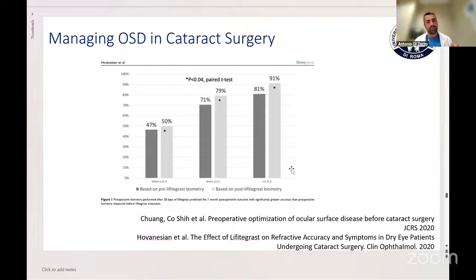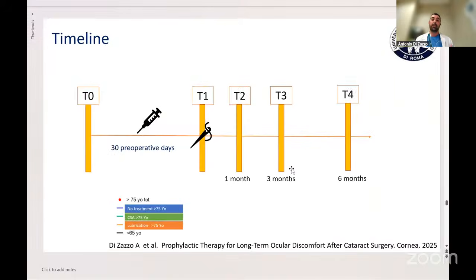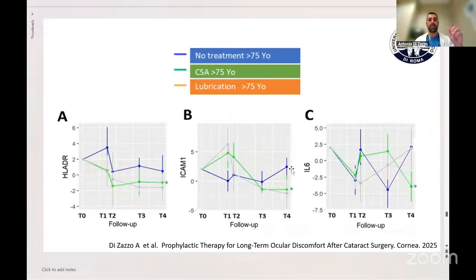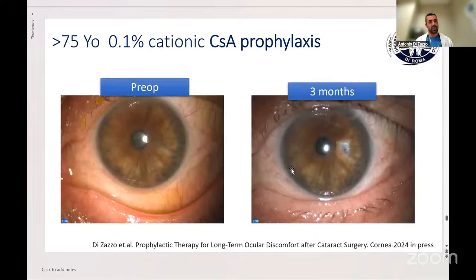That is critical to have any of our surgery done properly, as well as maybe doing cyclosporine preoperatively, not postoperatively. So 30-day preoperative treatment with cyclosporine can have an impact on long-term improvement of quality of life of our patients, symptoms, signs, but also inflammatory markers. So it's a critical impact 30 days before, and stop at the moment of surgery. You will have a good impact for 3 months postoperatively in such patients.